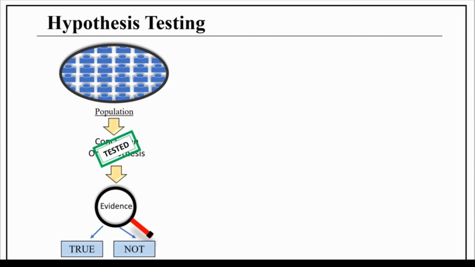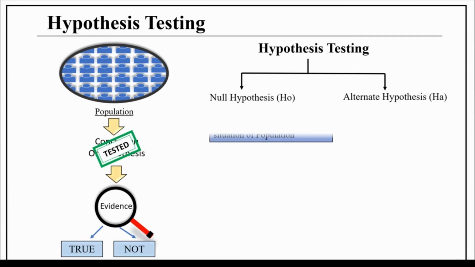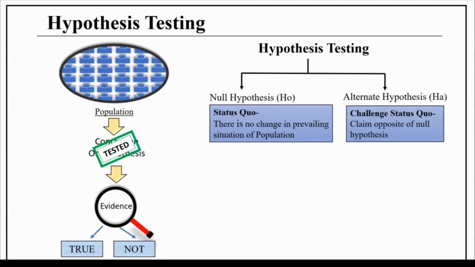Now let's understand the types of hypothesis in hypothesis testing formulation. The first one is null hypothesis and the second one is alternate hypothesis. Null hypothesis is the status quo, that means there is a prevailing belief about the population, that is, no change or difference in the situation. Alternate hypothesis challenges the status quo, that means it is just the opposite of the null hypothesis.